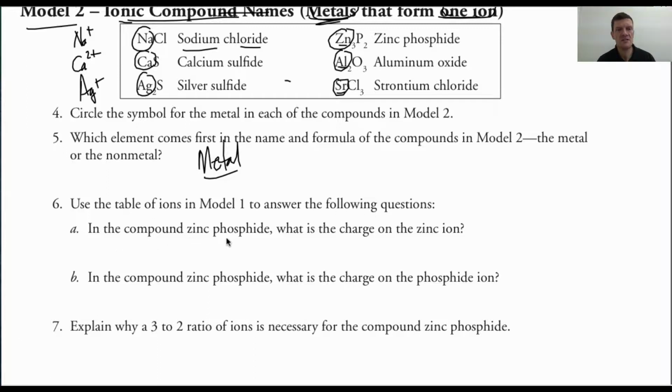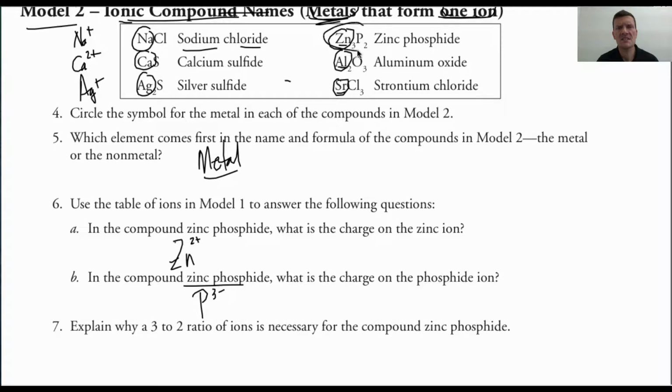Use the table of ions in Model 1 to answer the following questions. In the compound zinc phosphide, what is the charge of the zinc ion? Well, zinc is always +2. Okay? And in that same one, what is the charge of the phosphide ion? Phosphide is a 3 negative.